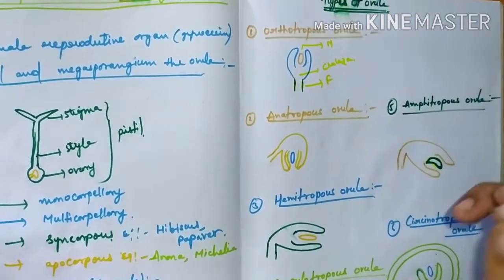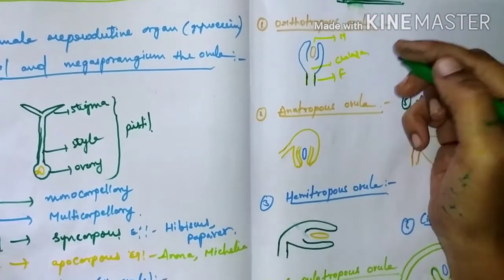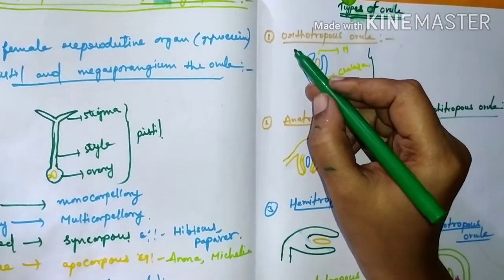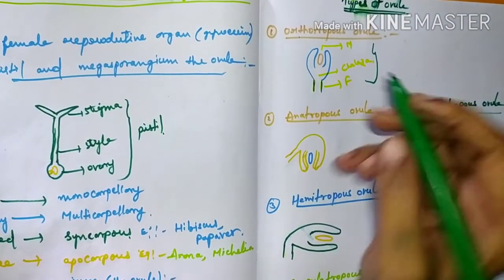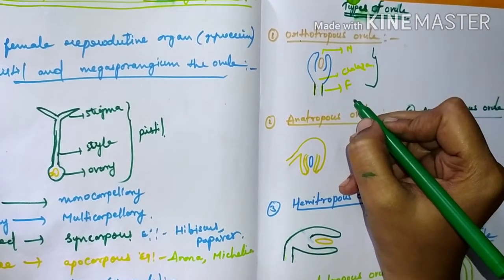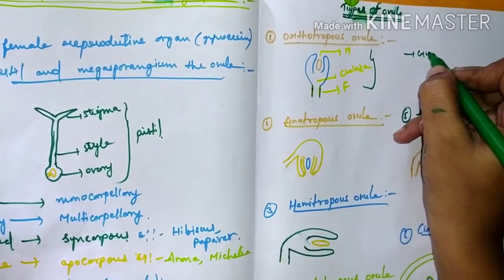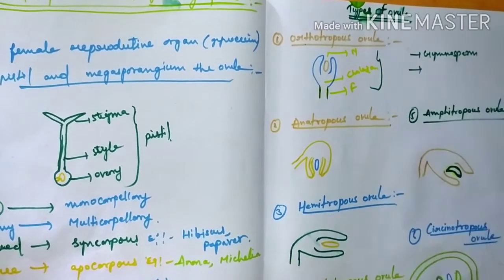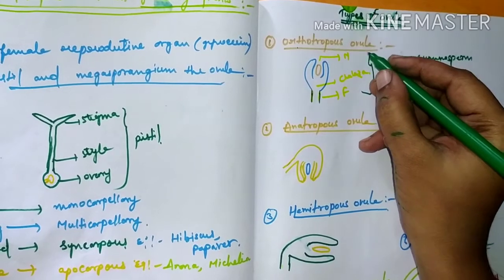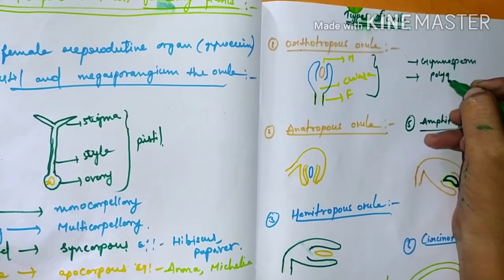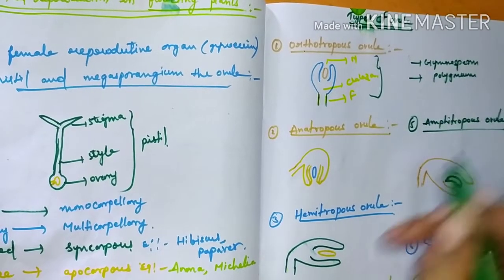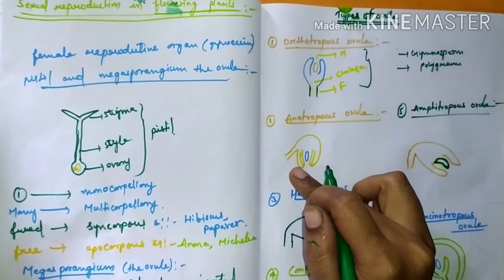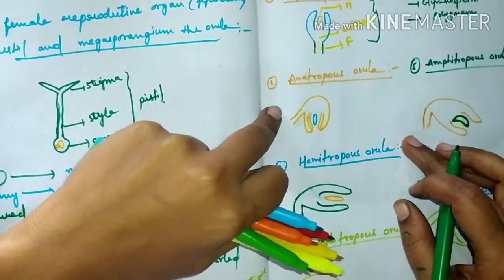So friends, this micropyle, chalaza and funiculus are in a straight line. So this is called the orthotropous ovule, which is found in most of the gymnosperms. And it is present in Polygonum, which is also called the orthotropous ovule. And the next one is the anatropous ovule.